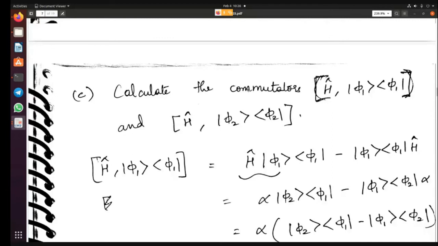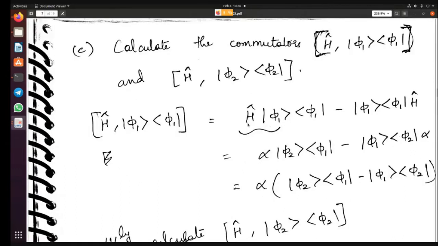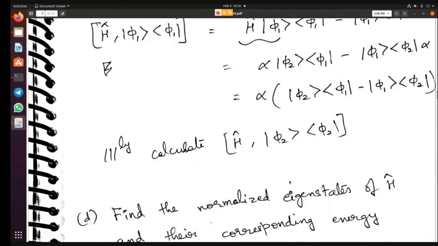So next, calculate the commutator between the h operator and this phi 1 operator. So what is the commutator between these? You can just apply h with phi 1 minus phi 1 into h. And then if you do the matrix multiplication, you will get the answer.